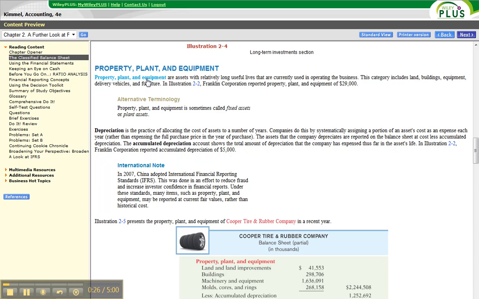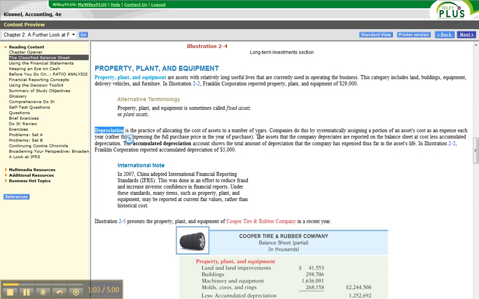When we buy these kinds of assets, we don't simply record them as an expense on our income statement and subtract that amount from our overall profit. We have to expense these purchases over time, over what we call our useful life. We do that through a process called depreciation that we will get into much later in the semester. But for starters, depreciation is the practice of allocating the cost of assets to a number of years.